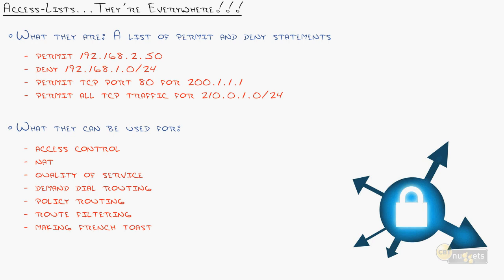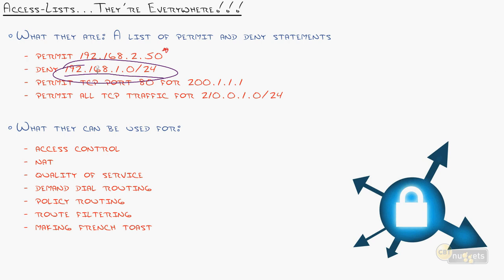Definition. An access list is nothing more than a list, as the name implies, of permit and deny statements. So you can see right here on the screen, I've got permit 192.168.2.50. So immediately the question is, permitted to what? Well, we're not going to talk about that right now. That comes later. So, okay, what about deny 192.168.1.0, the whole subnet? Immediately our mind goes to denied from what? Well, we're not going to talk about that right now because that's not what an access list is.